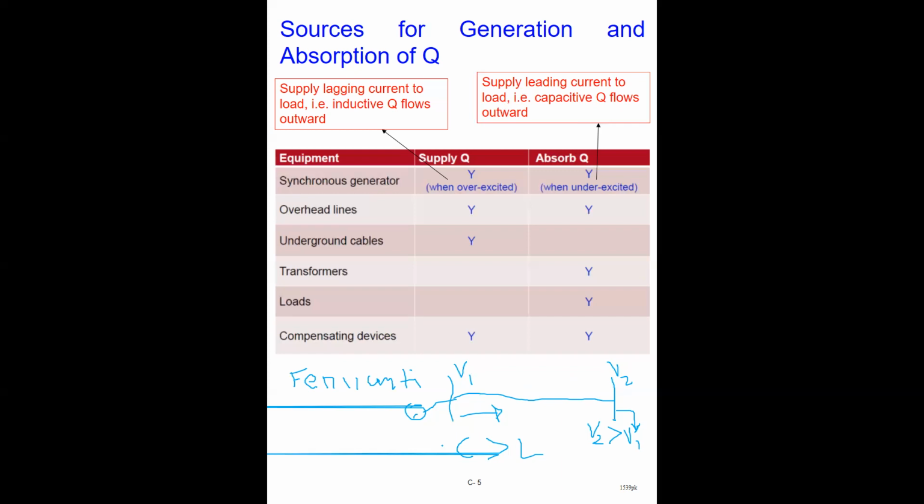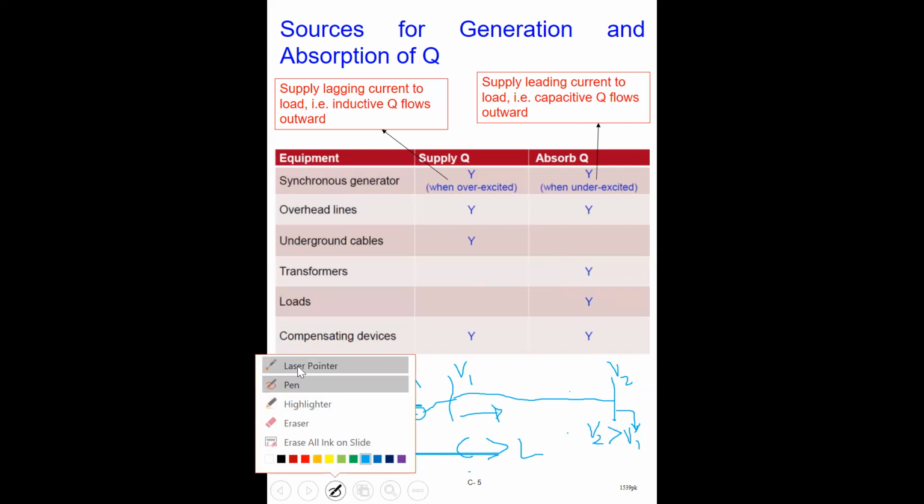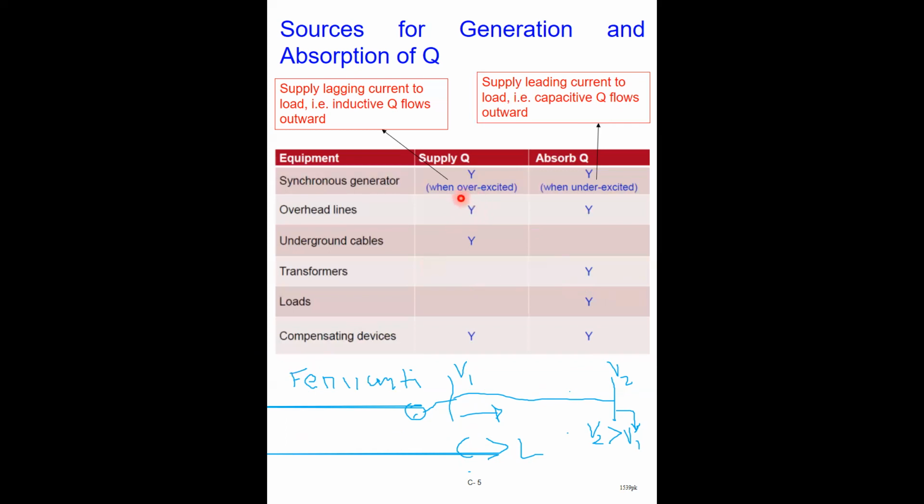So it is because of C. Capacitance is more than inductance. If you have more capacitance, then in fact the overhead line will act as a source for reactive power.